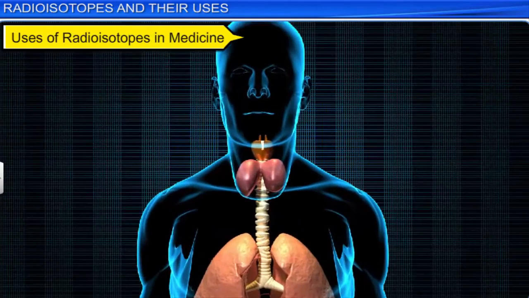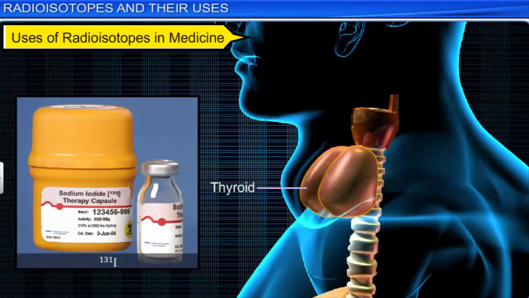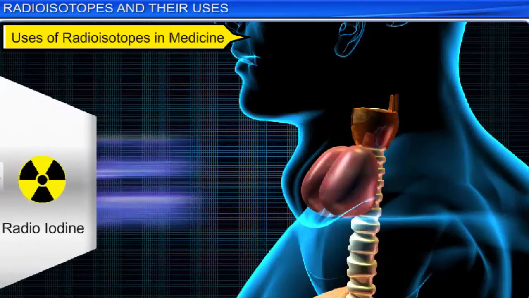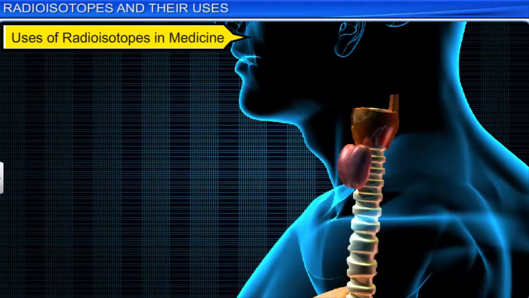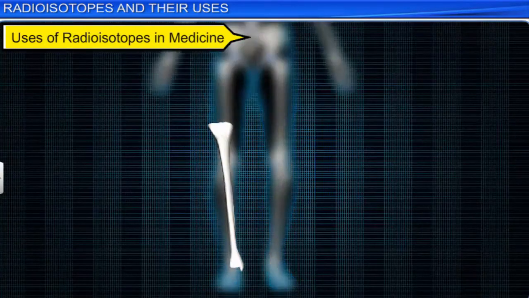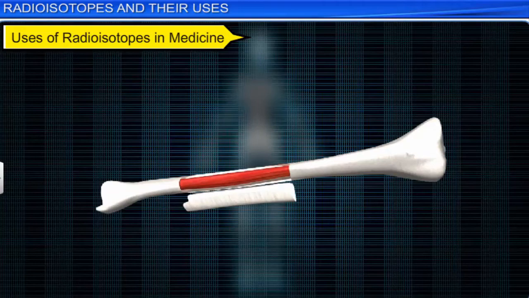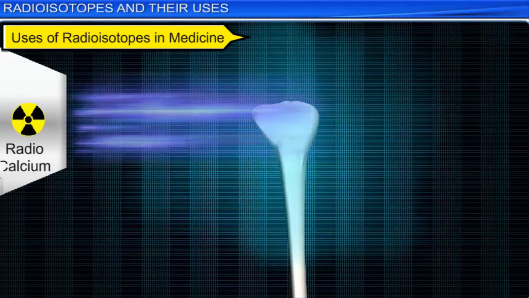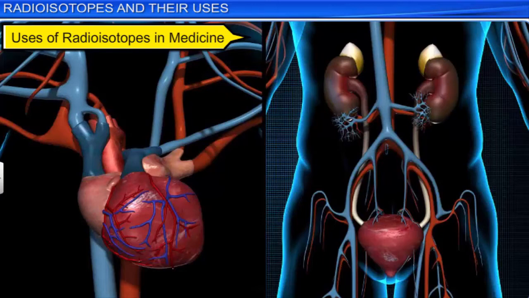For example, the functioning of the thyroid gland can be studied by observing a small dose of radioiodine, I-131, given to the patient. A radioisotope of iodine is used in the therapy of hypothyroidism. Similarly, radioiron is used in the investigation and therapy of diseases related to the bone marrow. Radiocalcium is used in the diagnosis and treatment of bone cancer. Radioisotopes of sodium and phosphorus, sodium-24 and phosphorus-32, are very useful in diseases related to the heart and kidneys.